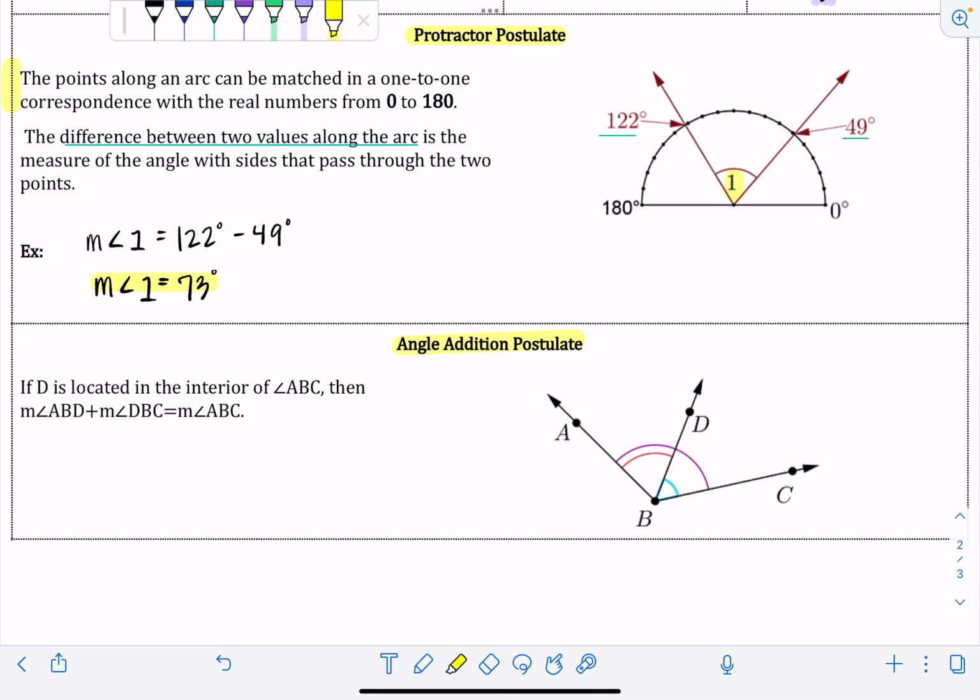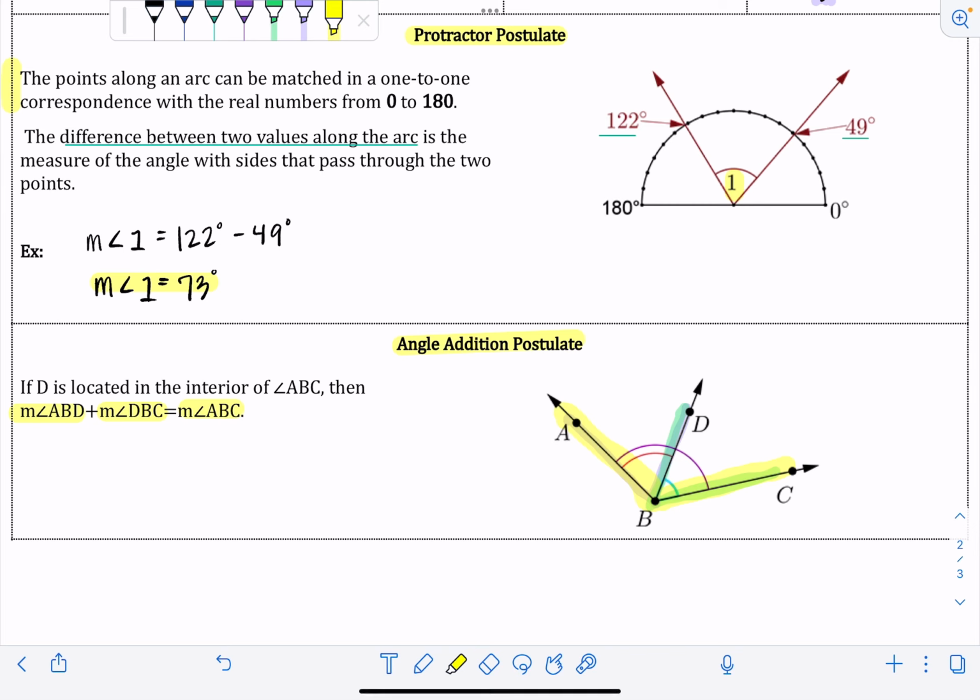So if D is located on the interior of angle ABC, so I have angle ABC right here, and then D is inside of it, then the measure of angle ABD, which is this one right here, plus the measure of angle DBC, which is this one right here, those two added together, their two individual measurements, will equal the measure of angle ABC, which is this whole thing.